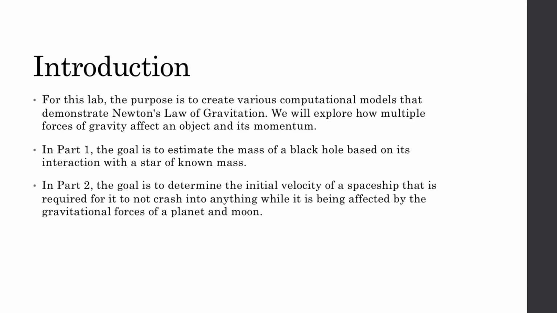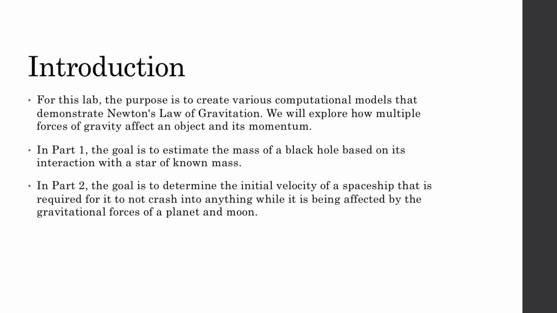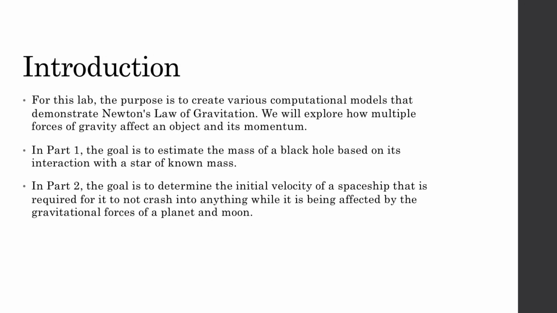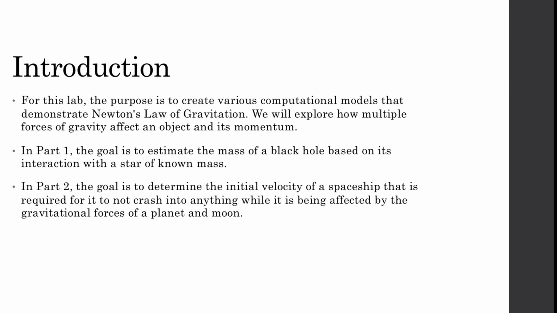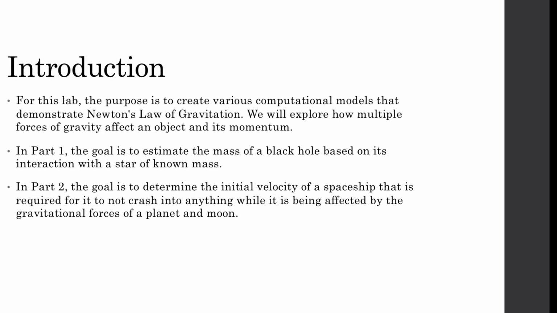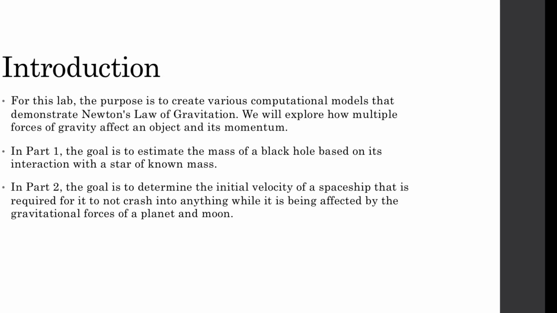In Part 1, the goal is to estimate the mass of a black hole based on its interaction with a star of known mass. In Part 2, the goal is to determine the initial velocity of a spaceship that is required for it to not crash into anything while it is being affected by the gravitational forces of a planet and moon.